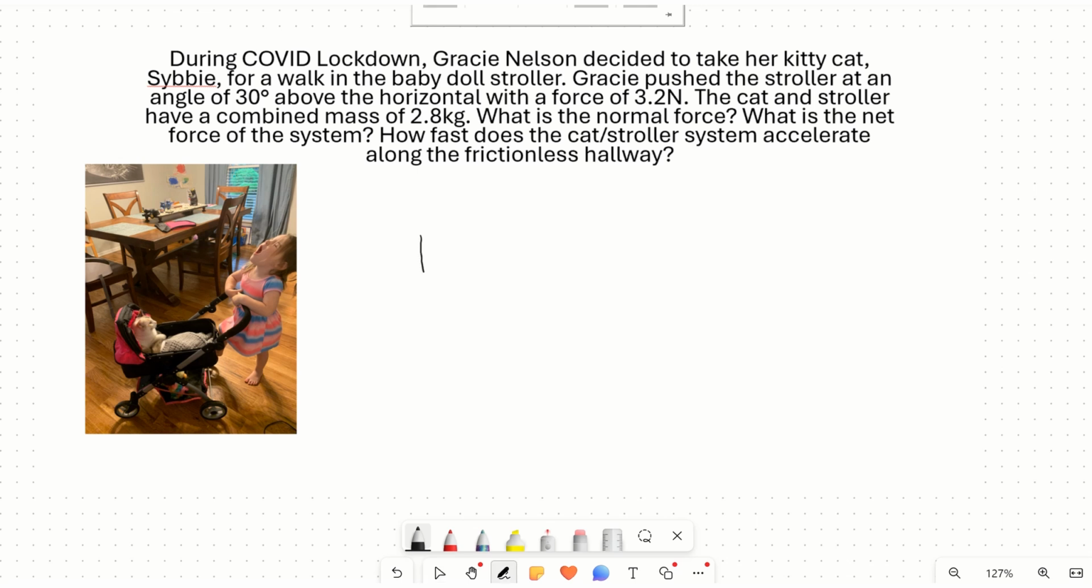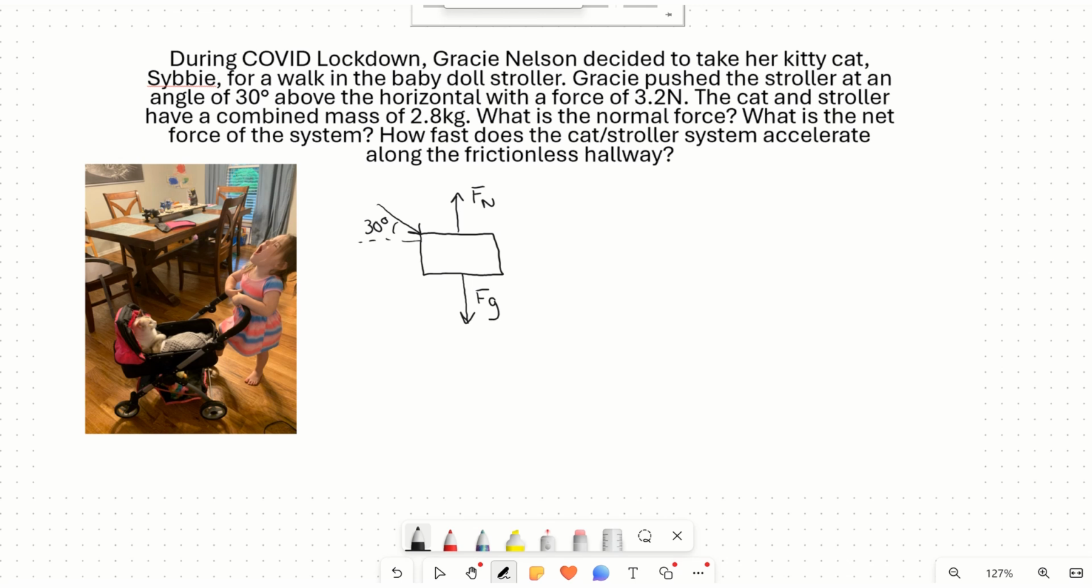So I'm going to start by drawing the stroller cat system as a box. All right? And then I'm going to start drawing my forces. My first force that I always draw is my force of gravity. I'm going to label that F of G. Then we know that the cat stroller system is sitting on the floor, so there's going to be a normal force. And then there's an applied force here that is happening at 30 degrees to the horizontal.